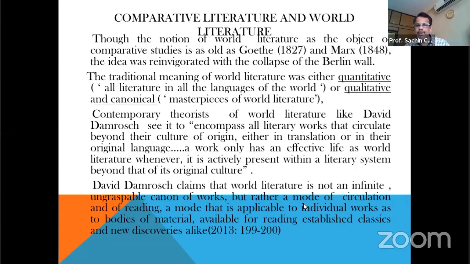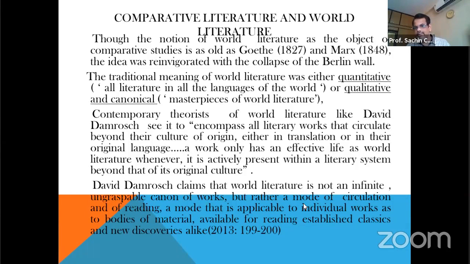The traditional meaning of world literature was either thought of in quantitative terms, like all the literature in all the languages of the world; if you gather it, the huge corpus that you have is called world literature. Or it was thought of in a qualitative and canonical manner, like masterpieces of world literature. That's the name of many books and syllabi and curricula across the world, that we teach a masterpieces view of world literature.